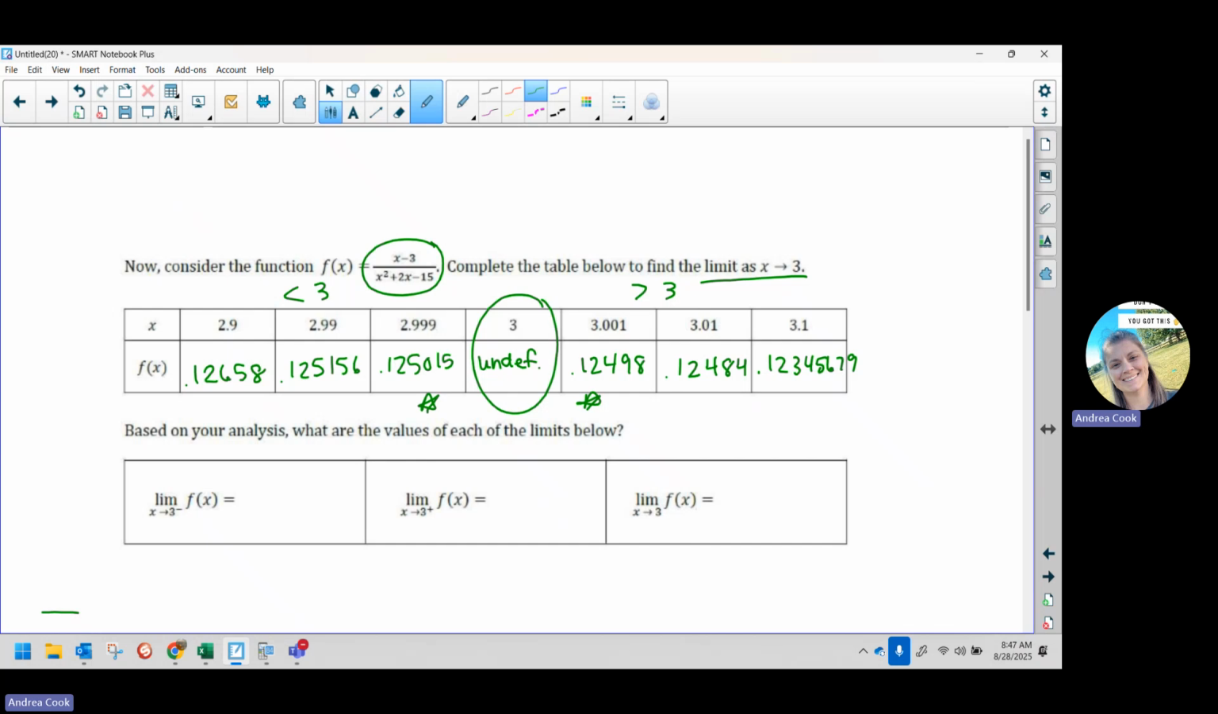Okay, so we can see that from the left, which is this side, less than 3, I'm approaching 0.125. From the right side, where the number is bigger than 3, I'm also approaching 0.125. So that means the limit is 0.125.